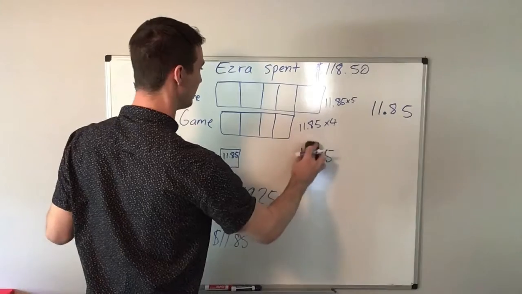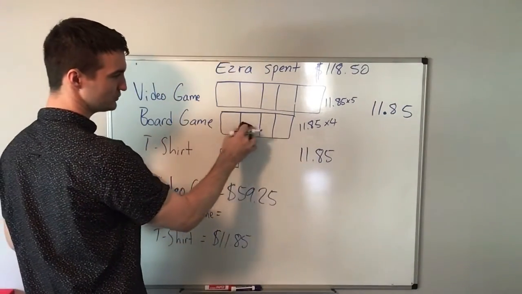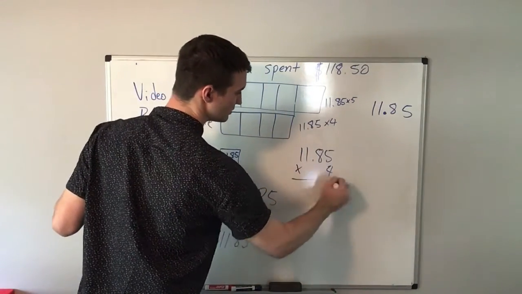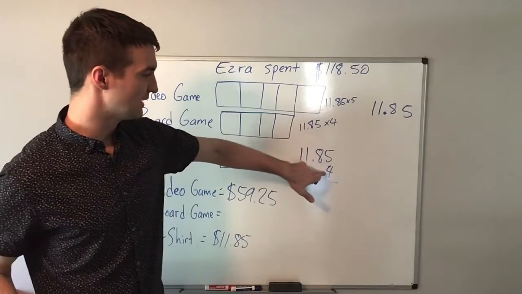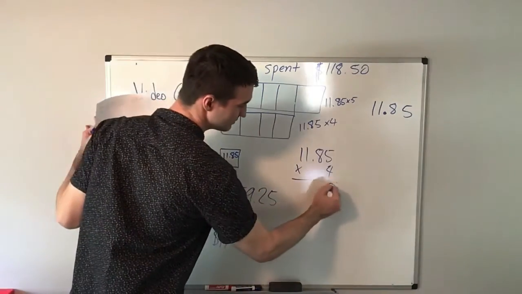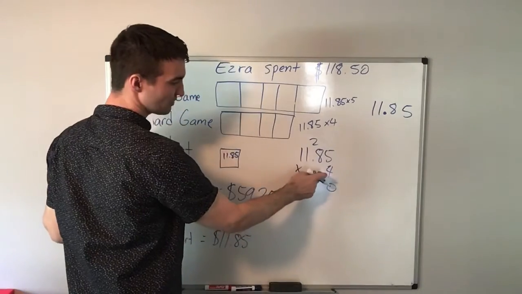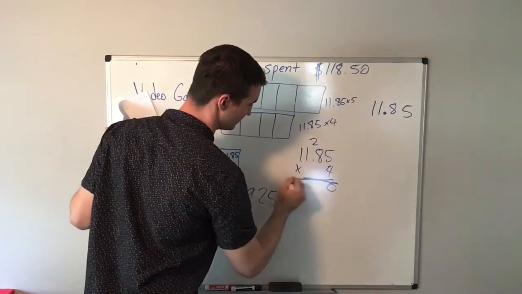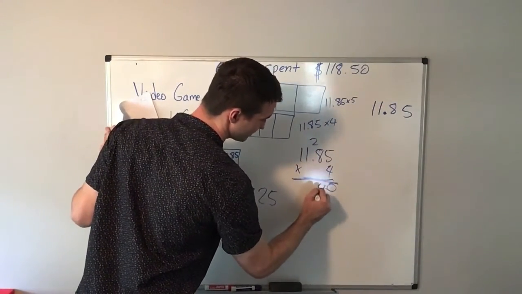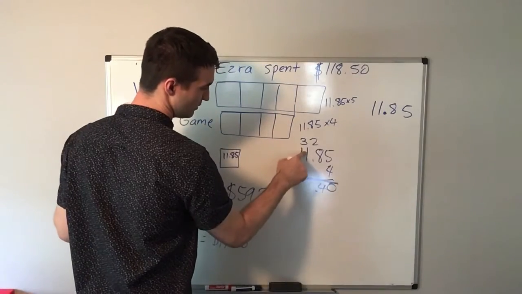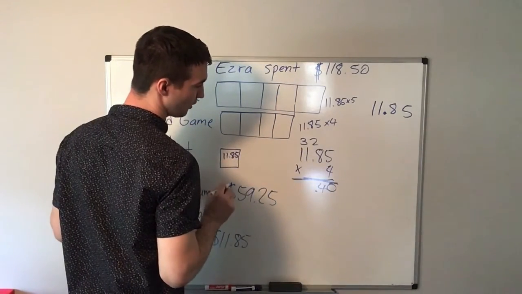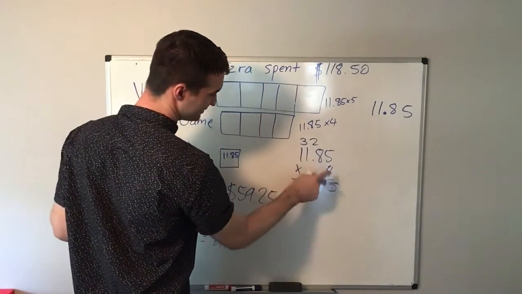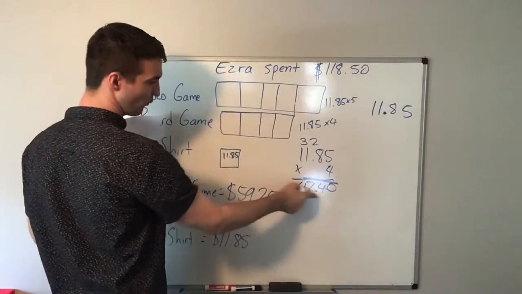Now, since we've got that one, all we have left is our board game, which was 1, 2, 3, 4 units. So it's going to be $11.85 times 4. Now, 5 times 4 is 20. Carry that 2. 8 times 4 is 32. Plus that 2 is going to make it 34. Bring up my 3. 1 times 4 is 4 plus 3. Okay? And then I have 1 times 4, and I'm going to get 4. So 4740 is what I get.